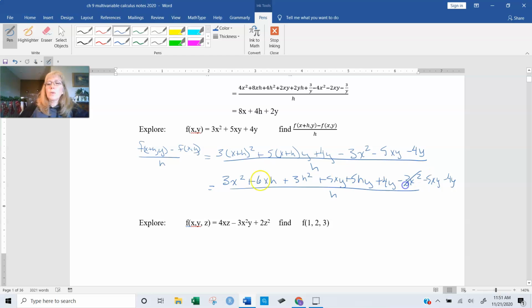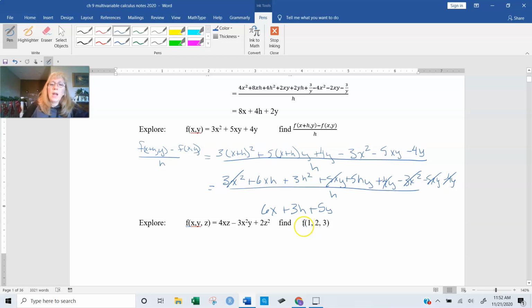Here we notice that the 3x squareds cancel, the minus 5xy's cancel, and the 4y's cancel. Everything now has an h in it, so we can divide by h, giving us 6x plus 3h plus 5y. Final answer. I hope you did well.